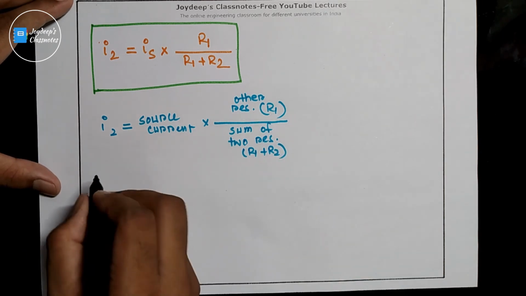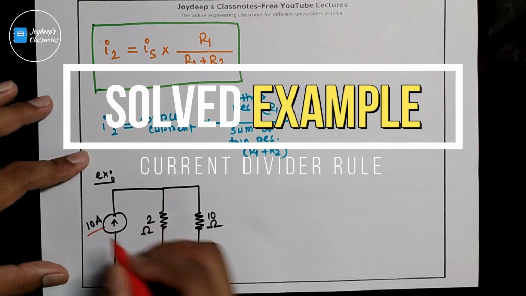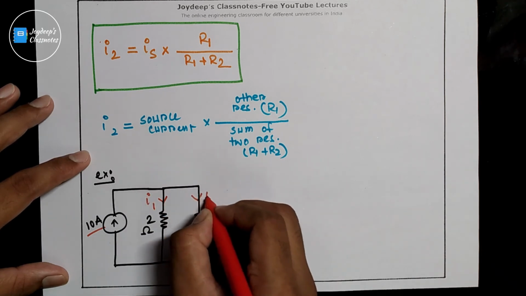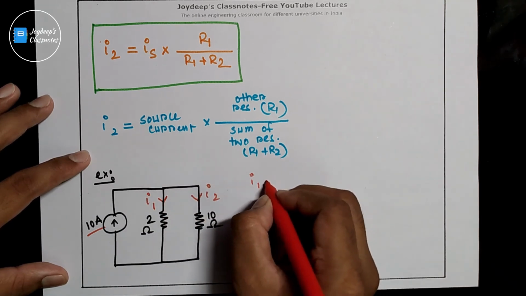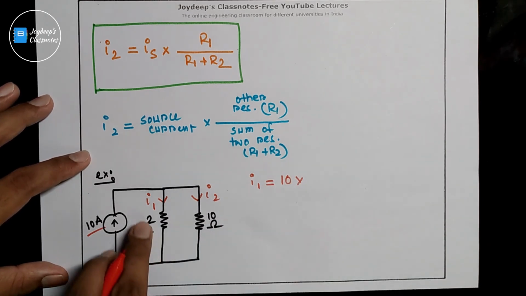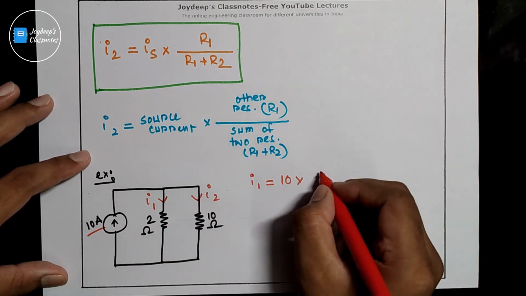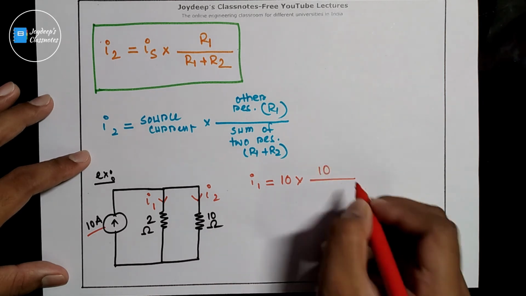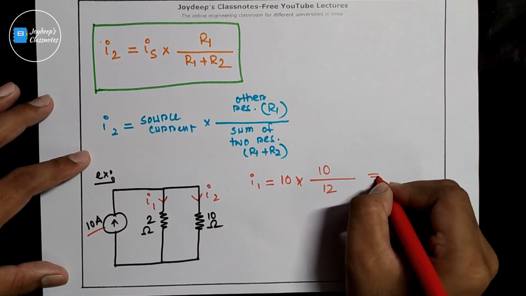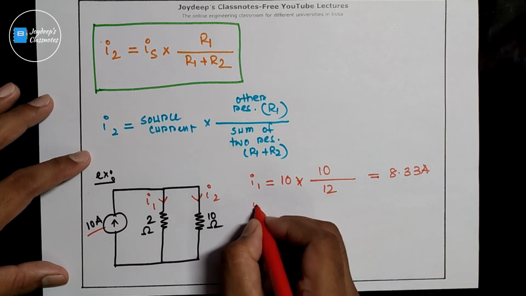Now let's take an example. So this is the source current. What will be the current flowing through this branch? Let's name this I1 and let's name this I2. So our I1 will be what? I1 will be the source current, that is 10 over here, into, since we are finding the current flowing through this branch, we consider the other resistance, 10, divided by the sum of the two resistors, that means 12. So it becomes 8.33 amps. Clear?